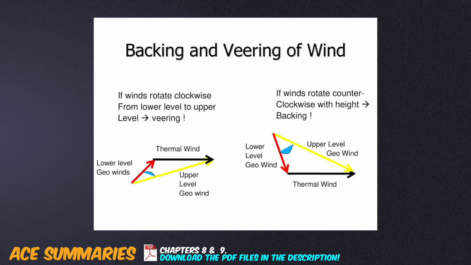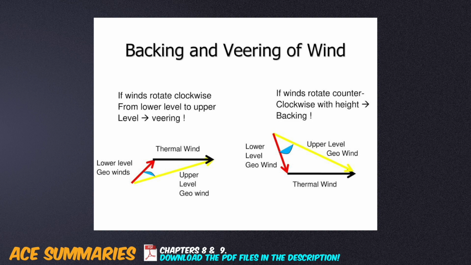In the northern hemisphere, winds weaken and back. For example, 180 degrees at 30 knots at 2,000 feet, and 150 degrees at 15 knots at the surface. In the southern hemisphere, it is the opposite. Wind weakens and veers.